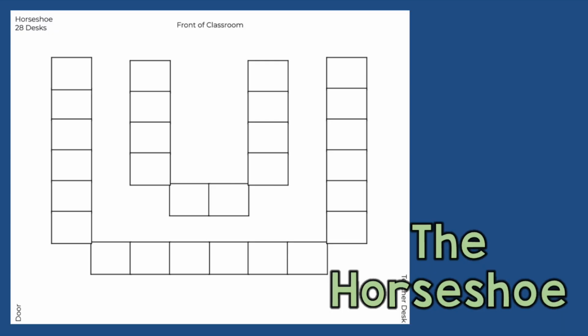This is a fun one where you have the three sides of a square or a rectangle going on there. And you can even do a layer. You can have an inner horseshoe. You can have an outer horseshoe.